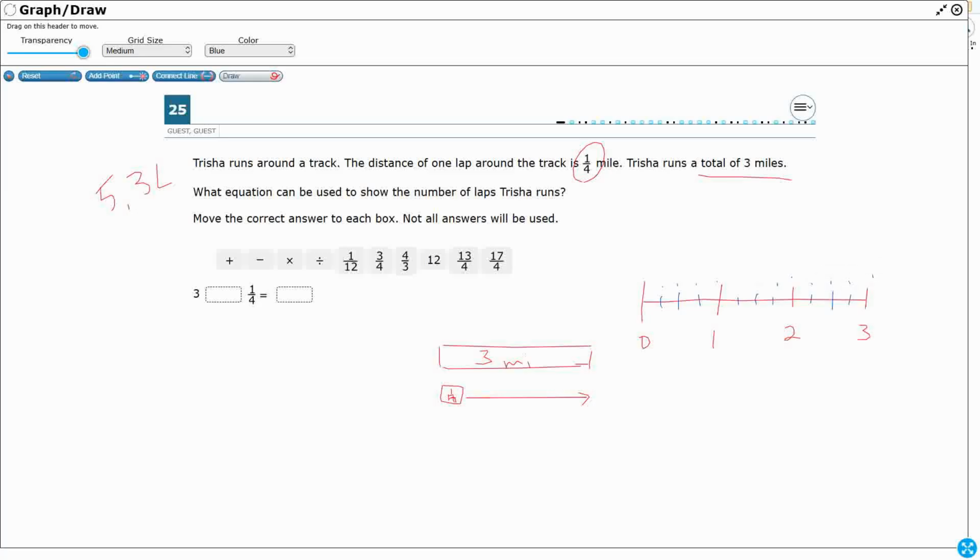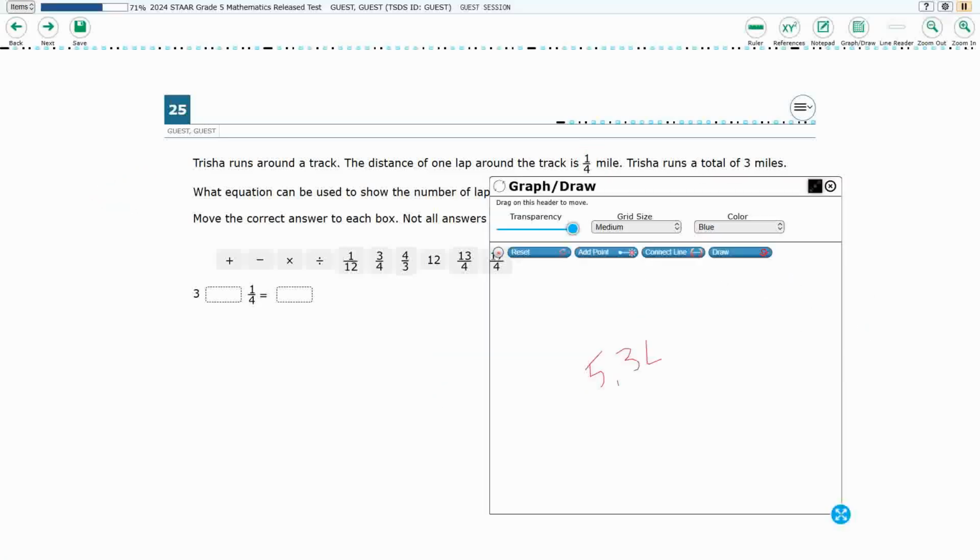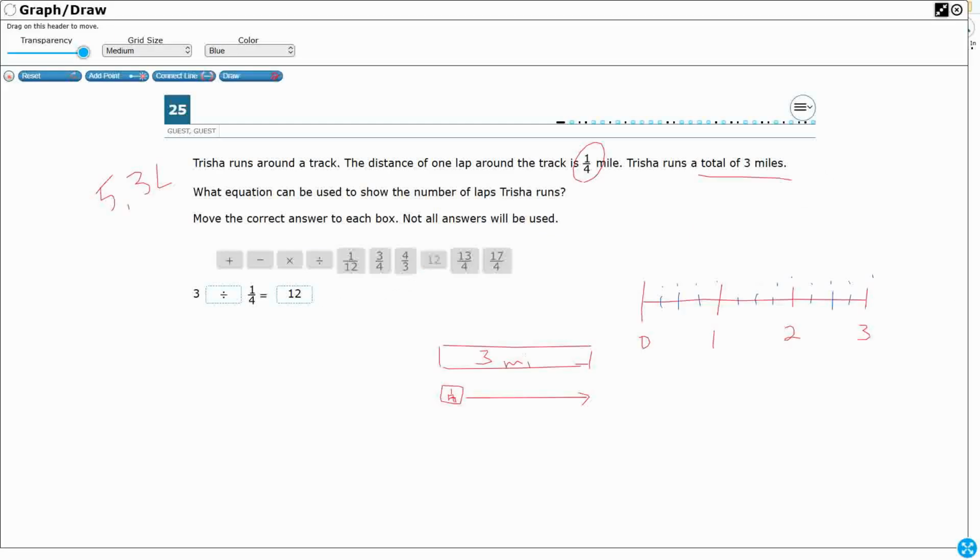So what I did was I took my 3, I divided it into sections. Rather than dividing it by a whole number, I divided it by a fraction, and there ended up being 12 sections. One way to double check that is when you divide by 1/4, that's the same as multiplying by the reciprocal. So you end up flipping the 4 upside down, you change the division to multiplication. Either way, you get 12. And so that is going to be our answer. 3 divided by 1/4 equals 12.